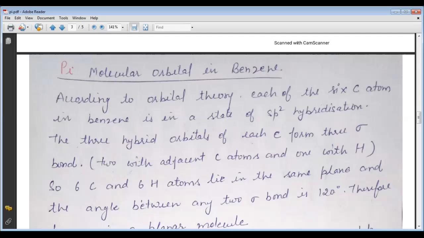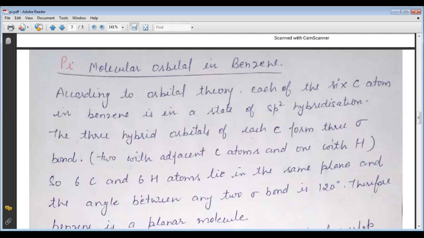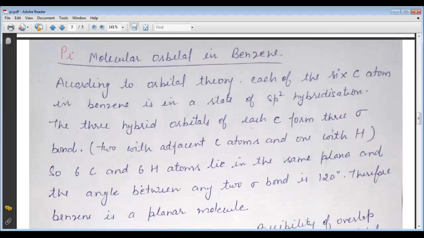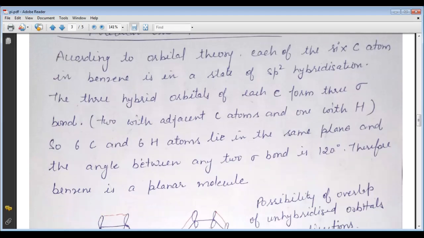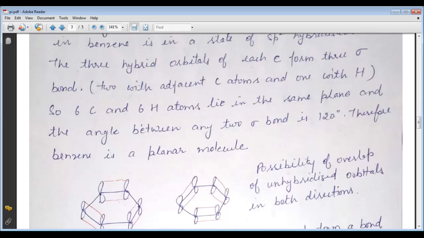So here, according to the orbital theory, each of the six carbon atoms in benzene is in the state of sp2 hybridization. We know about the hybridization. Here one s orbital and two p orbitals are overlapping, so that the sp2 hybridization forms. So now the three hybrid orbitals of each carbon form three sigma bonds. Okay, so कहाँ से आएंगे? So these two with the adjacent carbon atoms and one with the hydrogen atom.